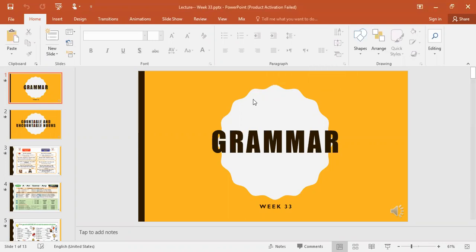First of all, as you all know, this lesson was the countable and uncountable nouns. We talked about the meaning of countable and the meaning of uncountable. We said that usually countable nouns are nouns that could be counted, and uncountable nouns are nouns that cannot be counted. So we define them in a different way.